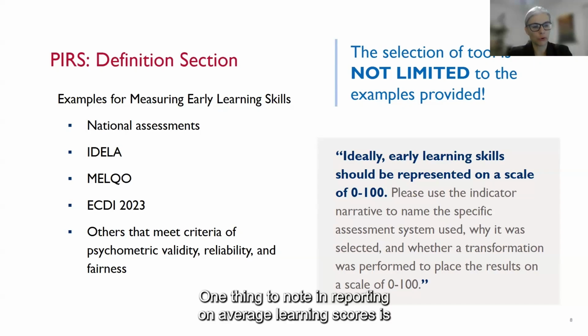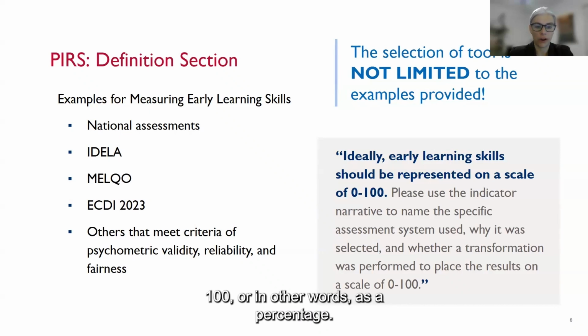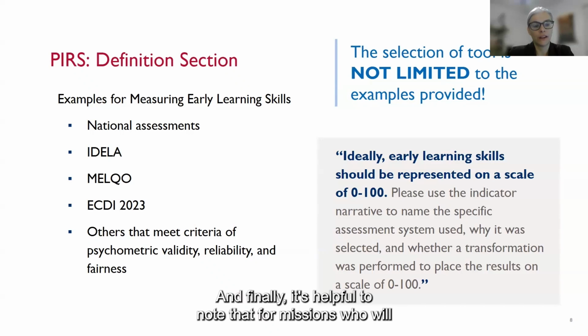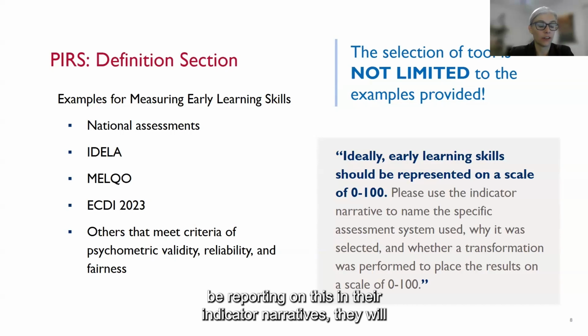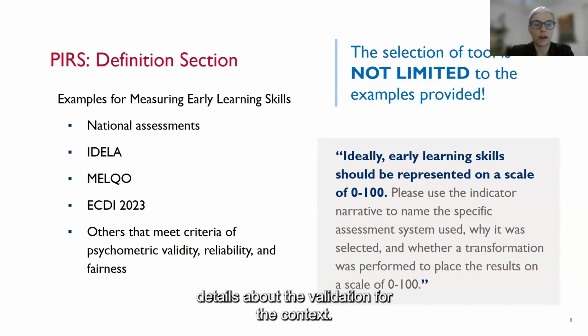One thing to note in reporting on average learning scores is that the score will need to be reported on a scale of 0 to 100, or in other words, as a percentage. And finally, it's helpful to note that for missions who will be reporting on this in their indicator narratives, they will be required to explain which tool was used and why, including details about the validation for the context.